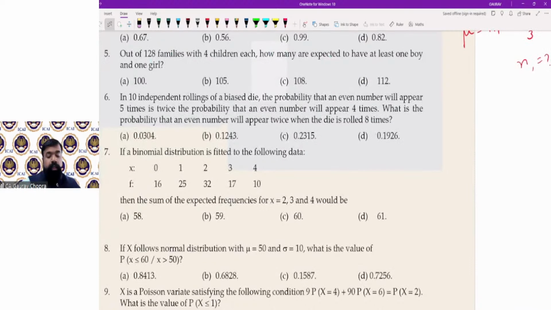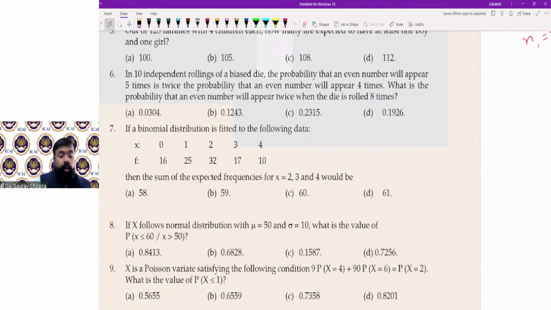Ritu is asking about the seventh one. Okay, let's see the seventh one. If a binomial distribution is fitted to the following data, find the sum of expected frequencies of 2, 3, and 4. The values of x given are 2, 3, and 4, and you have to find the sum of expected frequencies.